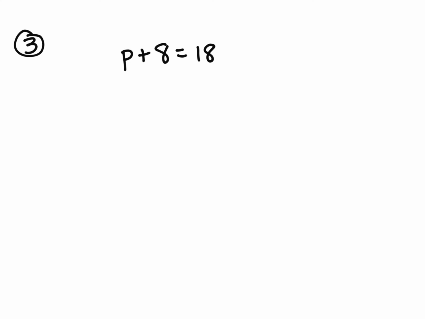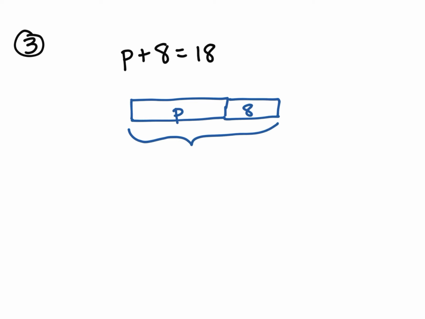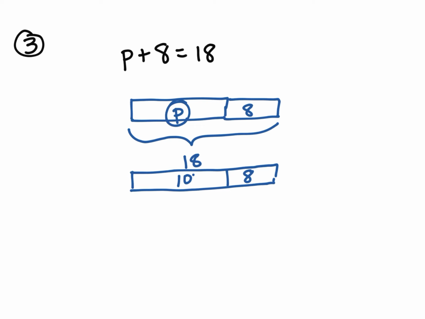Here we're going to solve this one using our tape diagram. So we start with P, and we add 8 to it, and it gives us 18. We're going to build another diagram that is also equal to 18. So we're going to put the 8 piece here. And in order to make 18, we need 10 plus 8. So P must be 10.